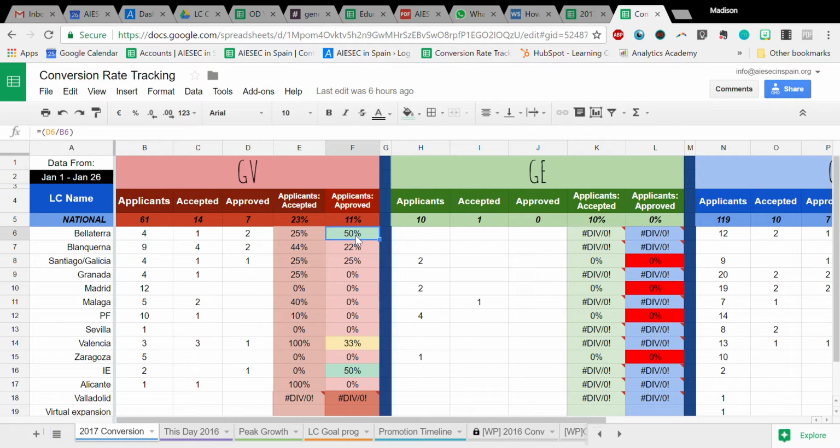If the conversion rate for applied to approved is higher than the conversion rate of applied to accepted, it usually means that someone from before January, like December or November, applied, got accepted, and then was officially marked approved later on in January. So don't get super confused if the number is different.